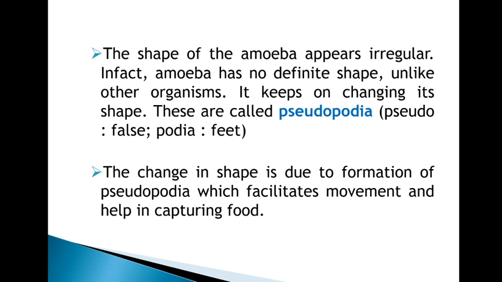Then the shape of the amoeba appears irregular. Actually, amoeba has no definite shape, so it keeps on changing its shape. These projections are called pseudopodia. Pseudo means false, podia means feet. The change in shape is due to the formation of pseudopodia, which facilitates movement and helps in capturing food. So the shape of the amoeba is irregular.